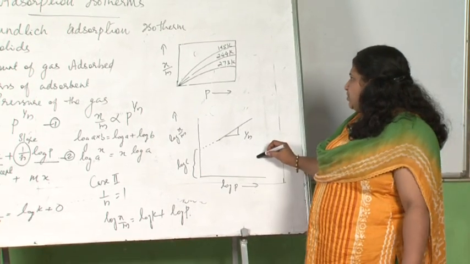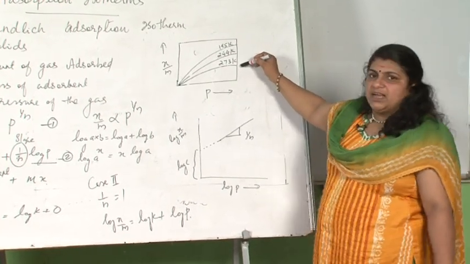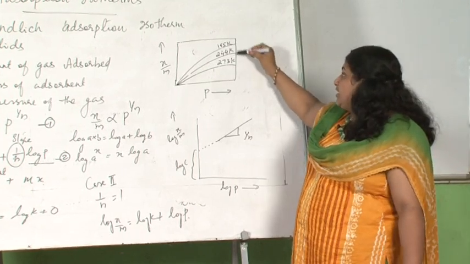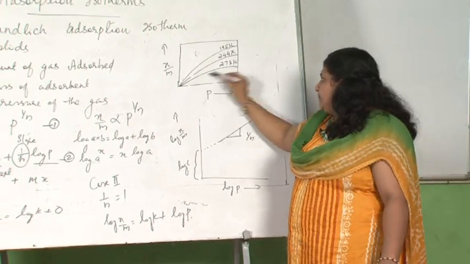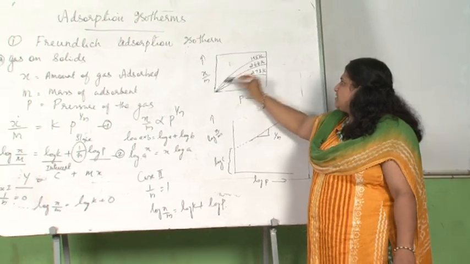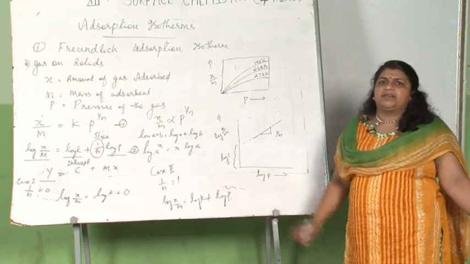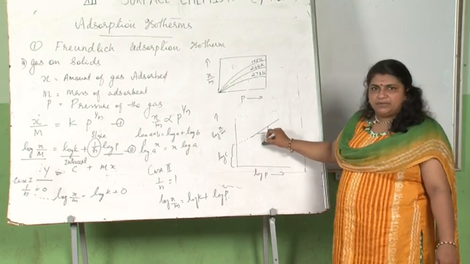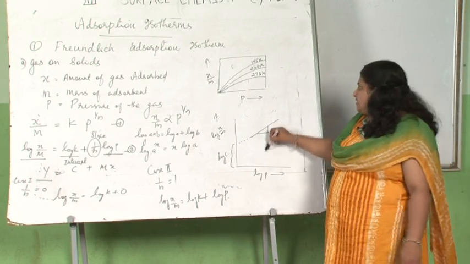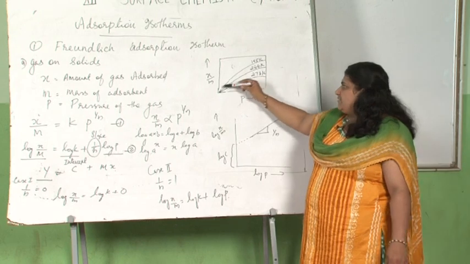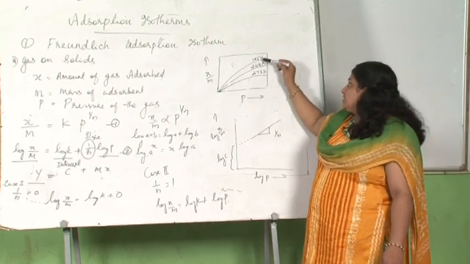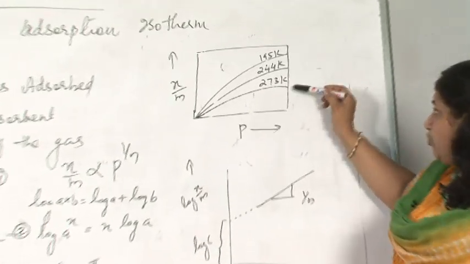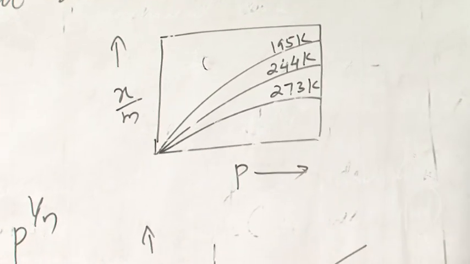In case of physisorption, this is the adsorption of a gas on a solid being plotted at different temperatures. This is an independent diagram, this is another independent one, each at constant temperature. So we call them isotherms. Here we can see physisorption decreases with increase in temperature.